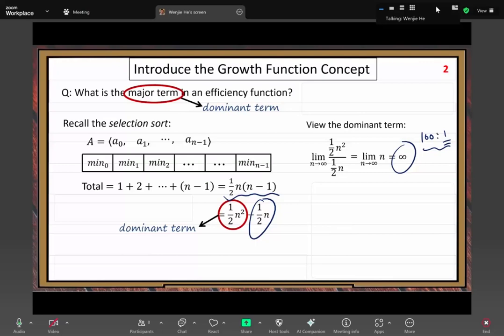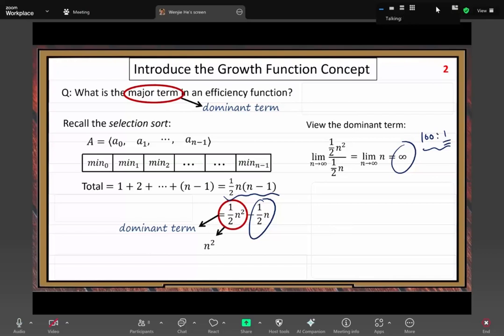Then, if you have 1 billion, do you feel comfortable to throw away 1 of it? Ignore 1, just the 1 of 1 billion, right? No problem. That's the reason we can ignore minor terms, because the ratio is infinity. Okay? All right. So that's how dominant, why we call it a dominant term.